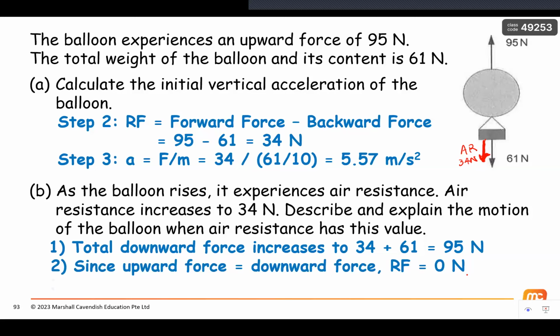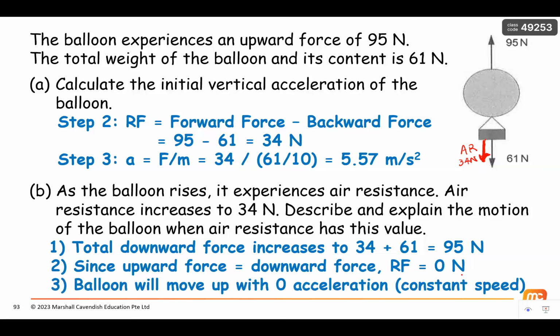Resultant force is always linked to acceleration because F = ma. So if the resultant force is 0, acceleration will be 0. So now the balloon will move up with 0 acceleration. If you want to elaborate more, you can say the balloon will continue moving up with a constant speed because the original motion of the balloon is already moving up, so it will continue to move at a constant speed.